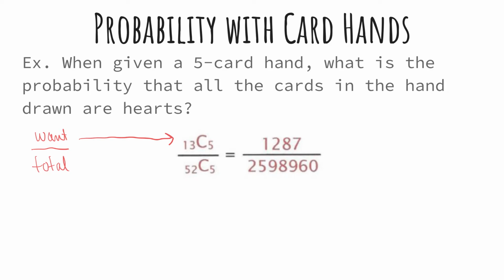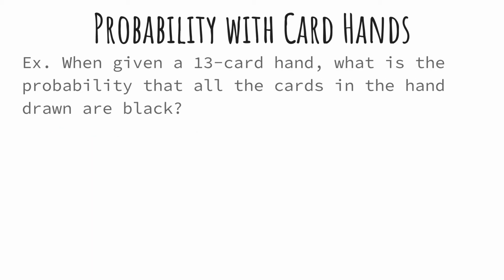And so it's very important that you understand the difference between the numerator and the denominator. And this is something that kids struggle with. And so please make sure you understand that on the top, you're using the total of what you want to happen. But on the bottom, you're using the total of the number of cards.